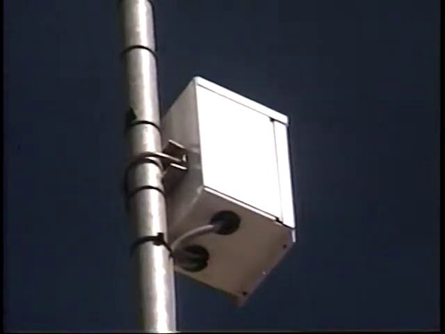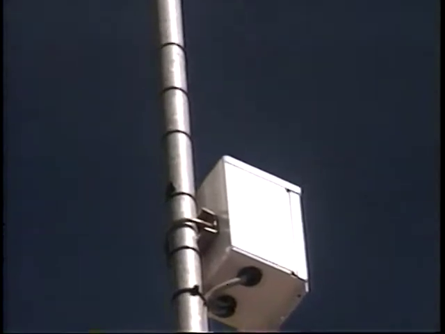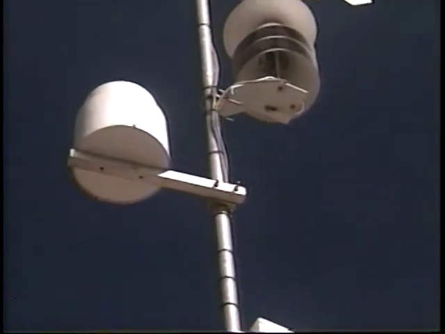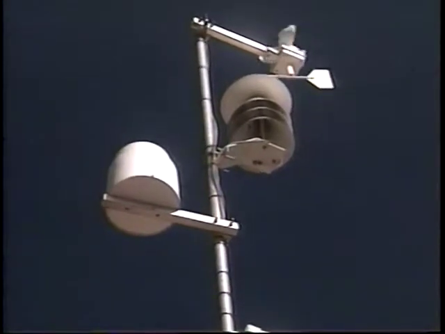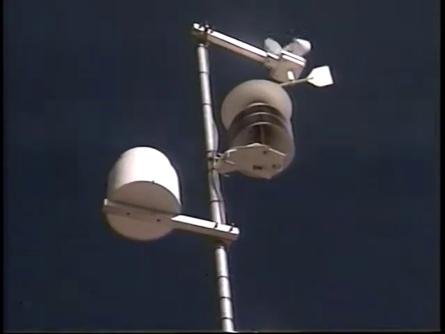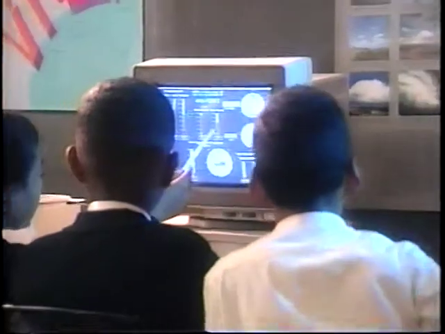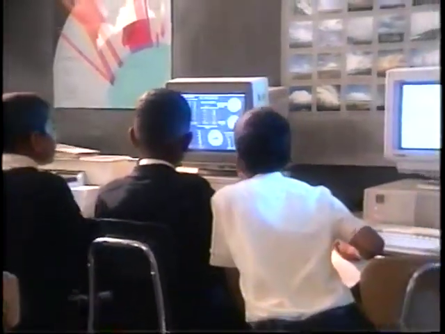Then we also have our local network that we call our Channel 4 Weather Interactive Demonstration SchoolNet. Each school is equipped with a weather station, which includes a thermometer, barometer, anemometer, and wind direction indicator. The data from these instruments are fed directly into a classroom.